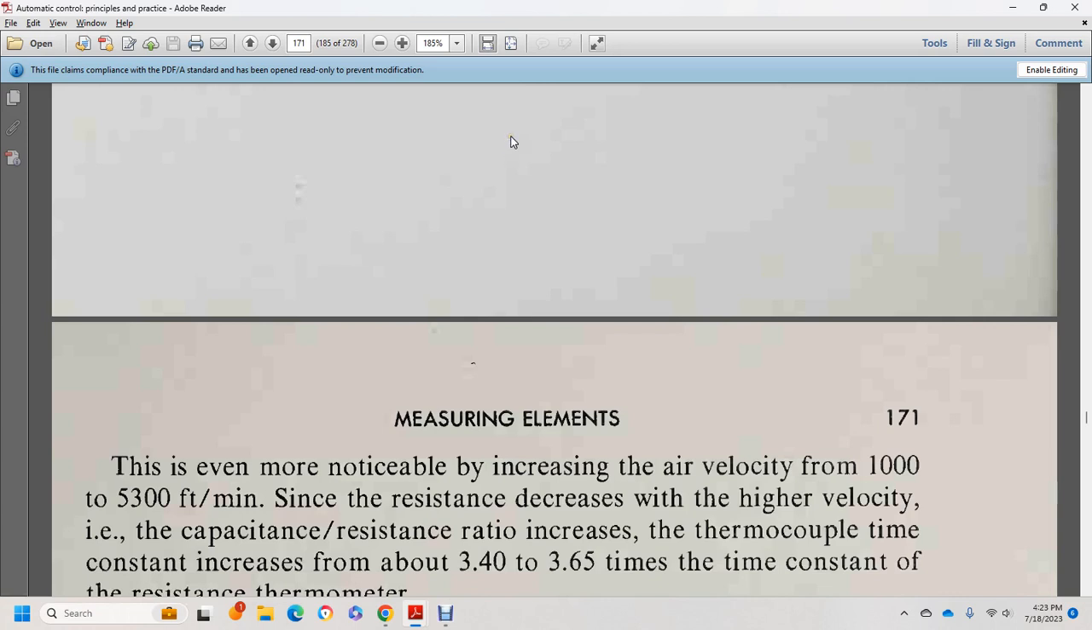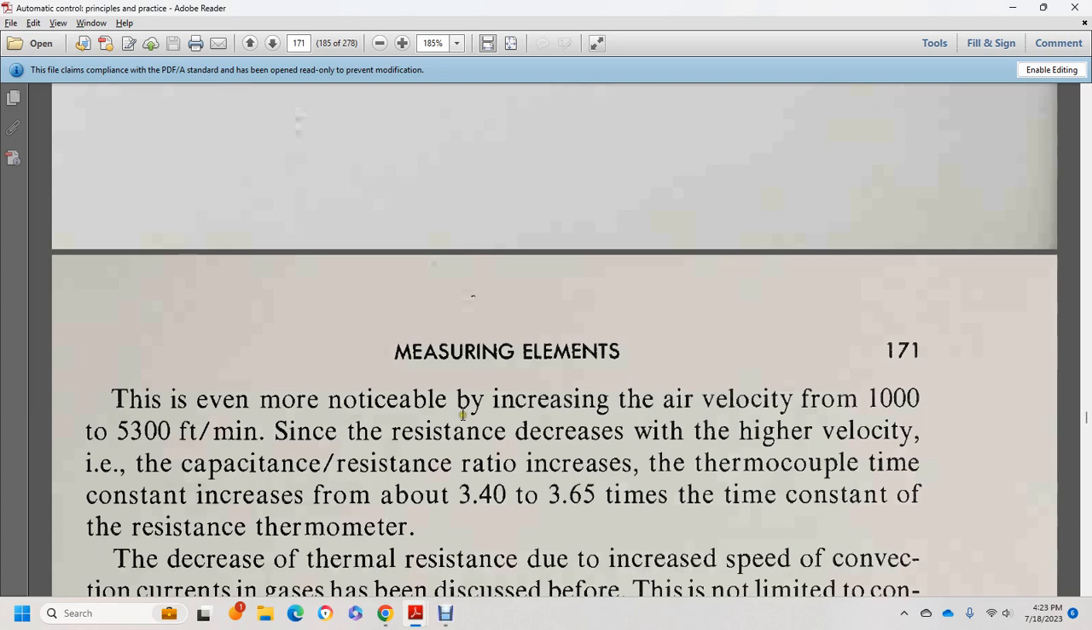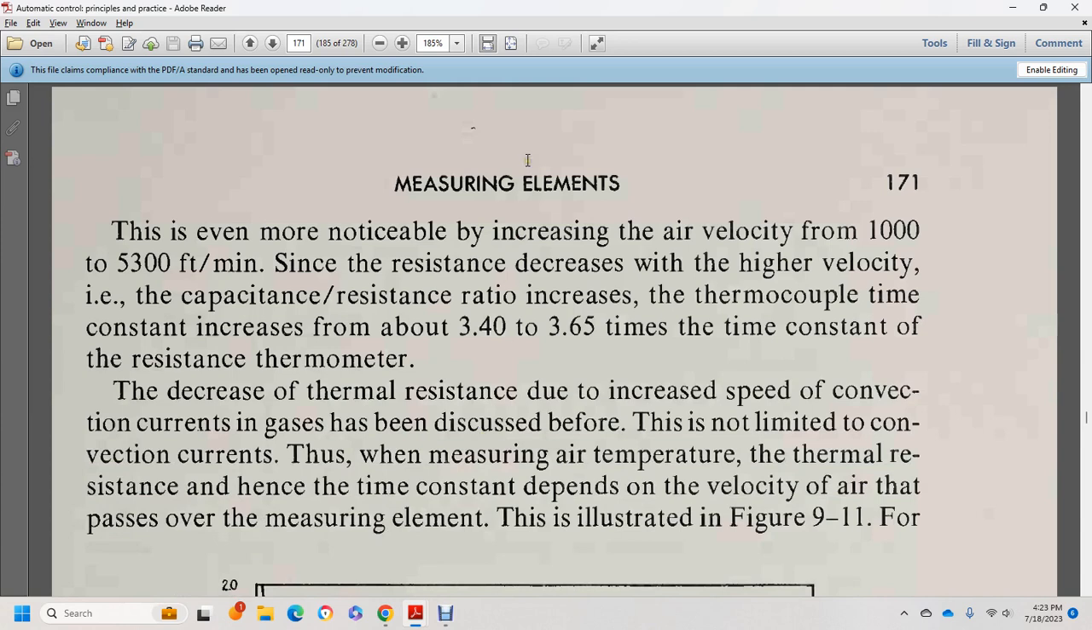This is even more noticeable at an air velocity of 1,000 to 5,300 feet a minute. With the high velocity, the capacity ratio and resistance ratio increase, and the time constant increases from 3.4 to 3.65 times the constant of the resistance thermometer. The decrease of thermal resistance due to the increased speed of the convection currents of the gases has been discussed before, but it is not limited to convection current: in measuring temperature, the thermal resistance, and hence the time constant, depends on the velocity of the air passing over the measuring element.